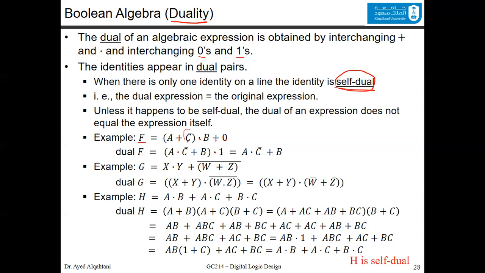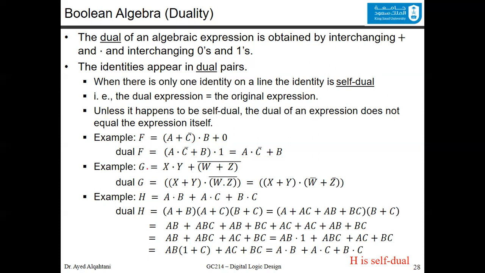But notice that we didn't change the c bar. The a stays the same. Also, the b stays the same. This is the duality. And here, you can apply simple Boolean algebra: if you have anything ANDed with 1, it will give you the same thing. You can see that this function and this function are not equal. So, f is not self-dual.